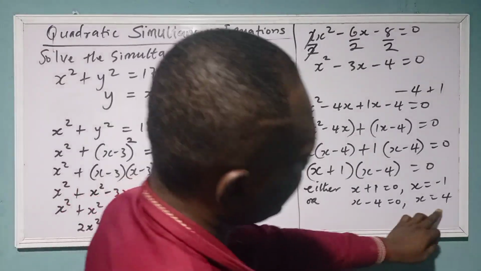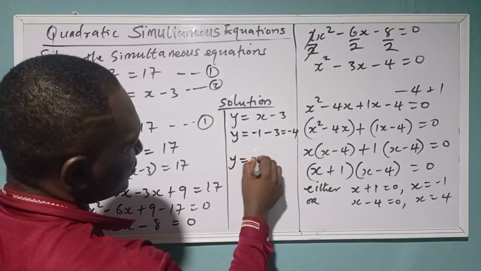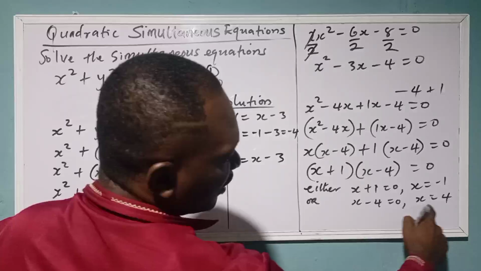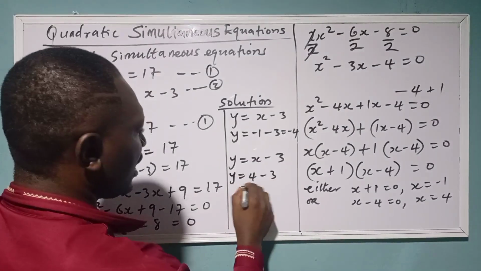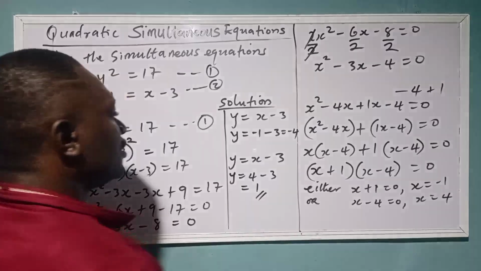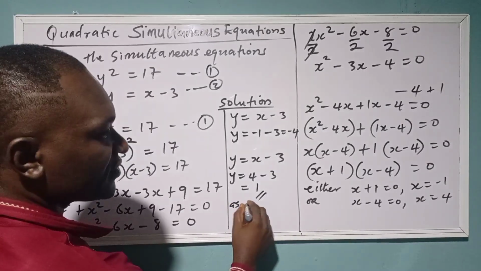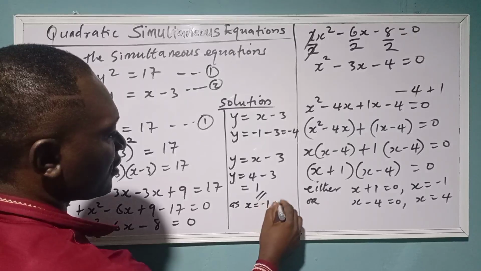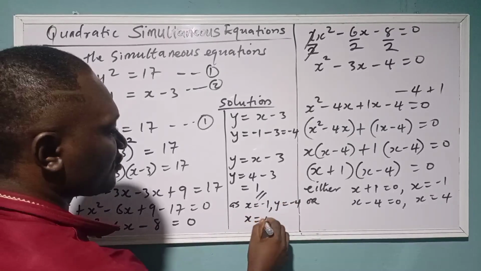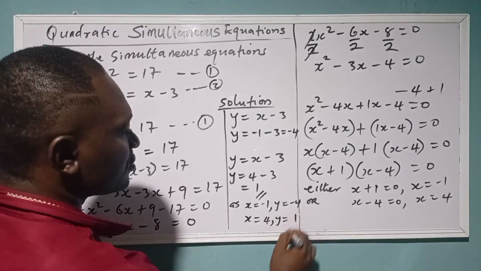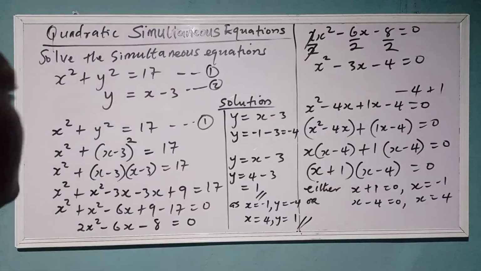Then let's substitute the second value of x to get the second value of y. y is equal to x minus 3. The second value of x is 4, so y is equal to 4 minus 3, and then we have 1. In conclusion, as x is equal to minus 1, y is equal to minus 4. As x is equal to 4, y is equal to 1. This is the end of this very interesting question.